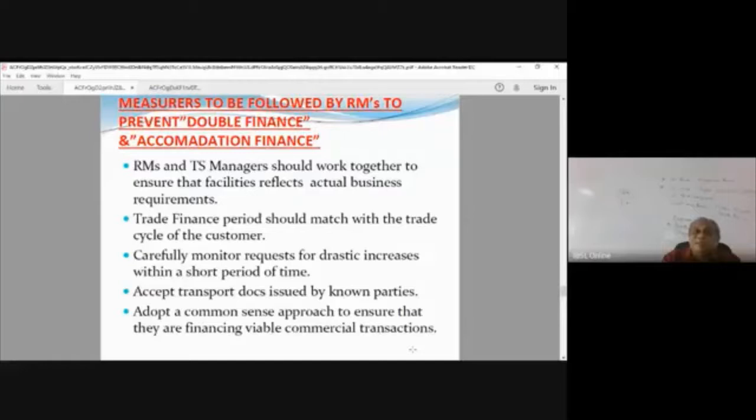Now, this is something I want to stress to you. As the trade finance managers and trade services managers, and as the RMs from the credit department, you should work together hand in hand. Then only you can understand the customer's business requirement very clearly.